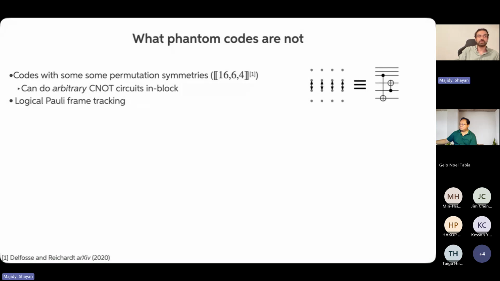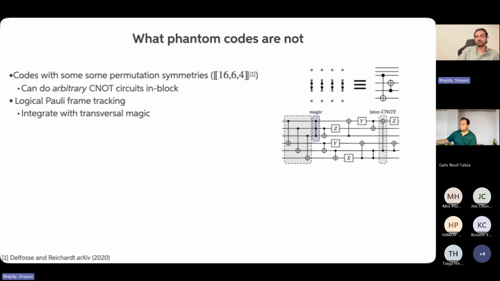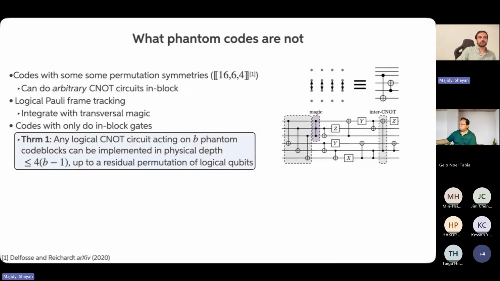It's not logical Pauli frame tracking. There's different ways to see this. I think the most natural is that phantom codes integrate with transversal magic. So if I have a transversal magic gate, like I showed earlier in my slide, the permutation can still pull through without any increased complexity. They're not codes that only do gates in block. For example, we prove in our paper that any logical CNOT circuit on B phantom code blocks can be implemented in just depth B.